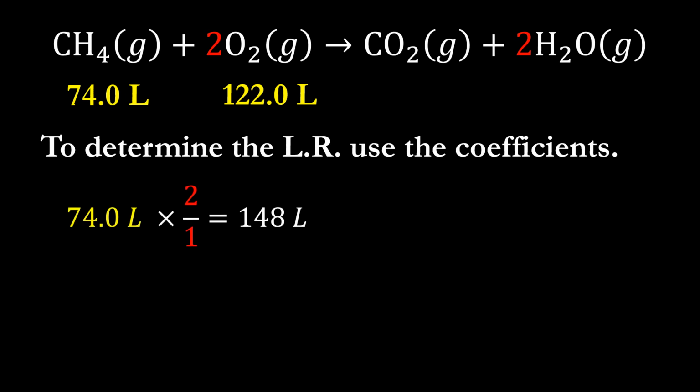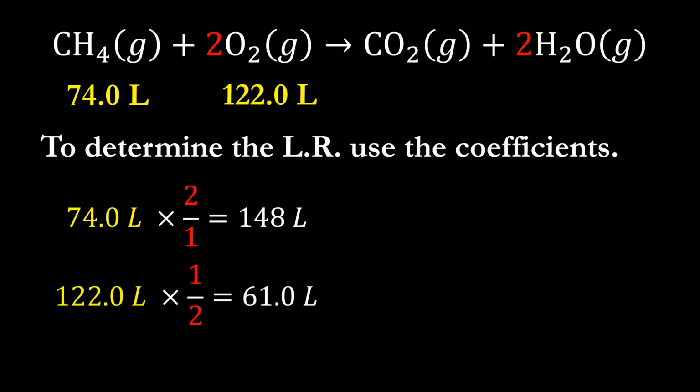So what we can do is start with the 74 liters, and say if we were to fully react that 74 liters of methane gas, how many liters of oxygen would it require? If we use the coefficients, we can determine that it's going to be twice as much, 148 liters. But we can see we don't have that much. We only have 122 liters.